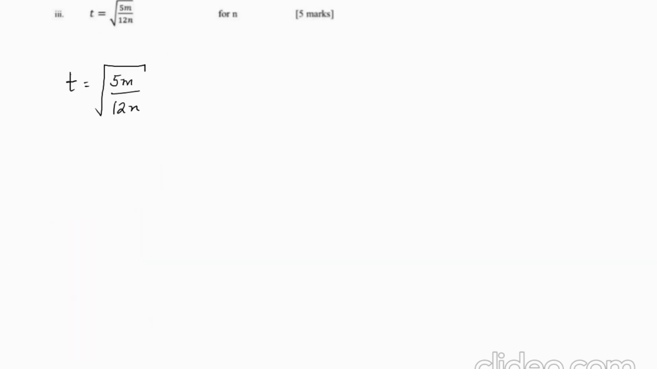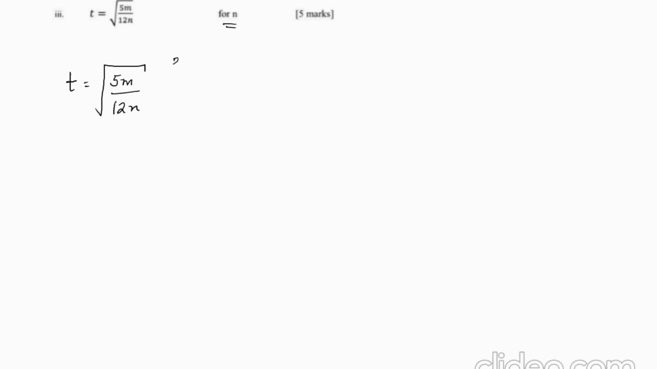Okay, so let's look at the third one. All right. So we're looking for n. We want to make n the subject of the equation. So n is caught up in a fraction, which is caught up in a square root sign. So the first thing I need to do is square both sides to get rid of the square root sign.